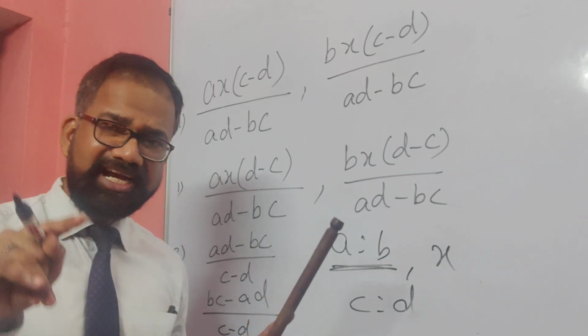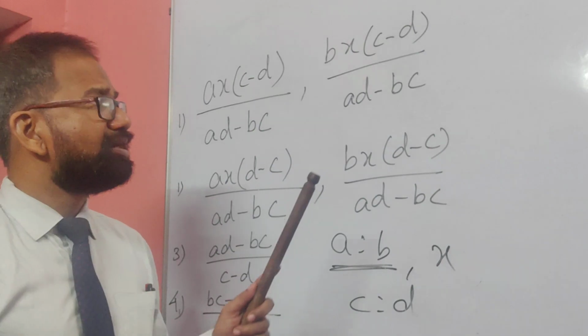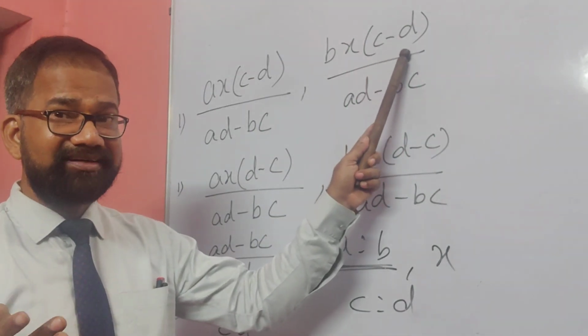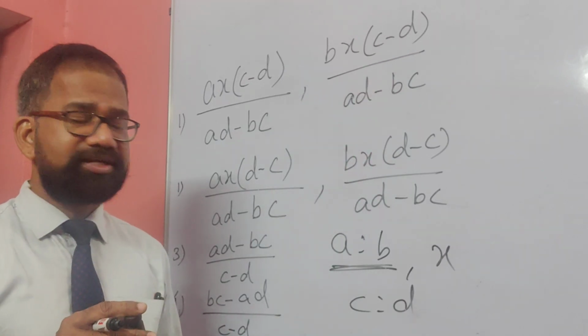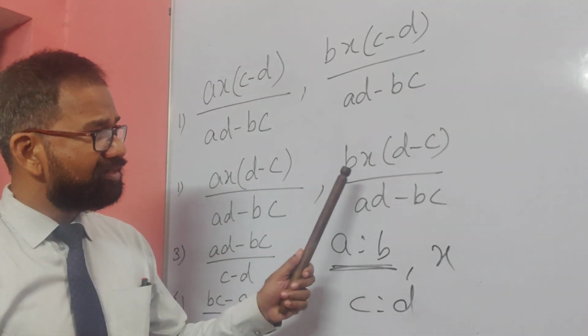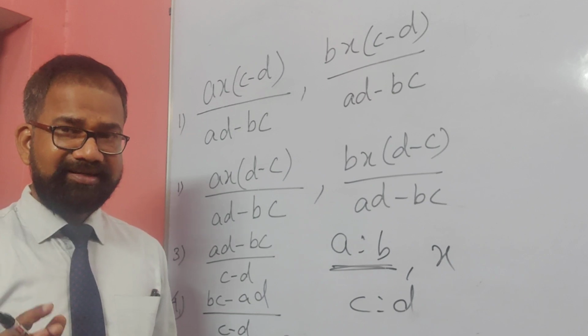If X is added to both the numbers and the ratio becomes C ratio D, it will be C minus D in case of addition. And if X is subtracted from these numbers and the ratio becomes C ratio D, then it will be D minus C.